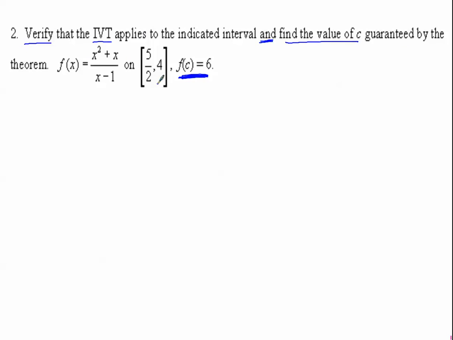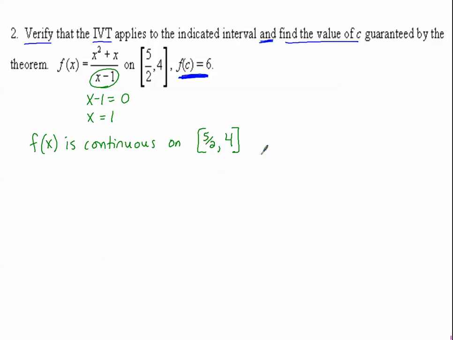Now, the first thing I notice is we have a rational function, a denominator, and we never want the denominator to equal 0. There's undefined points there. Well, where does that happen? That happens at x equals 1. However, 1 is not on our interval. This goes from 2.5 to 4. 1 is not included on the interval. Therefore, I can say confidently, because I understand how rational functions work, that f of x is continuous on the interval that's given, 5/2 to 4. And that's an important first statement for the intermediate value theorem.